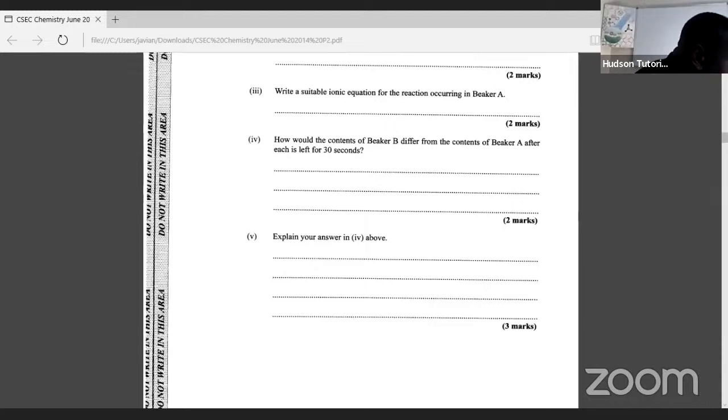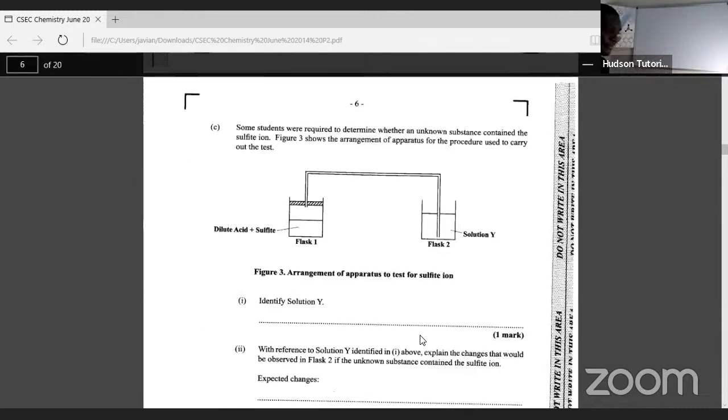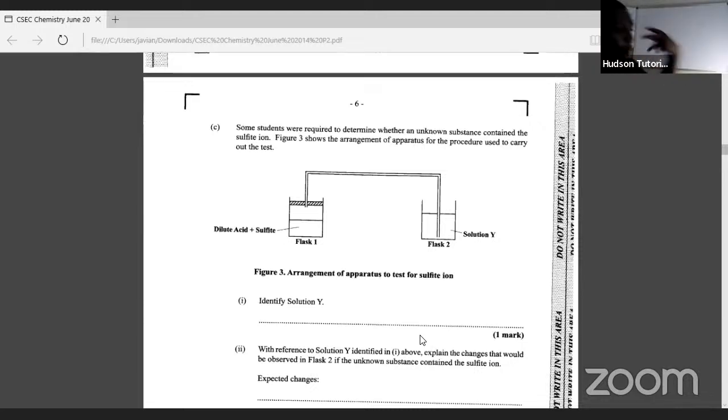All right, let's go back to it. So that explains our answer there. Let's move on to question C. It says some students were required to determine whether an unknown substance contained the sulfite ion. Figure 3 shows the arrangement of the apparatus for the procedure used to carry out the test. So we have dilute acid, not sure if it's HCl, plus sulfite, and we have a solution Y. And it says identify solution Y.